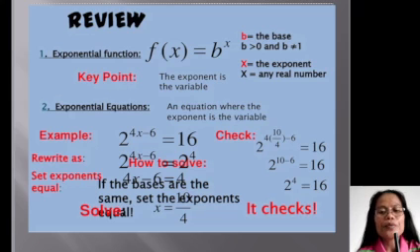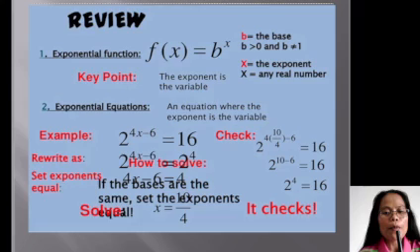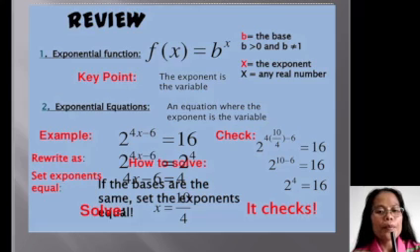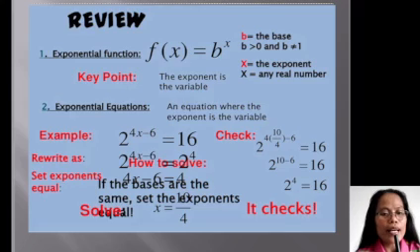And we'll have a review. Again, the exponential function f of x is equal to b to the power of x. The b is the base, and b should be greater than 0 and not equal to 1, and x is the exponent, and x is any real number. The key point here: the exponent is the variable, not the base.